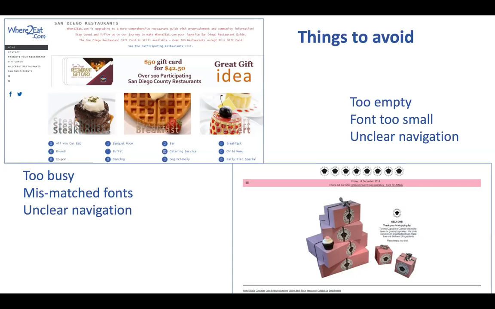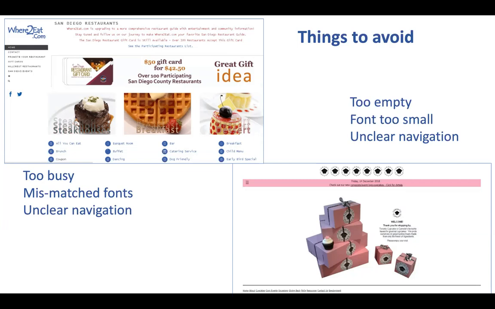But I also want to call your attention to the navigation on each of these. Look at the one on the left. Where do you think you're supposed to click for the next step? Is it on the menu that's over on the left-hand side? Is it in those blue circles along the bottom? Is it on the image of the gift card? We don't really know what we're supposed to do next.